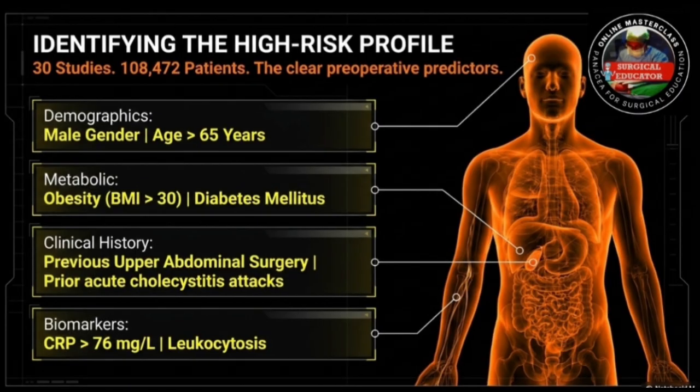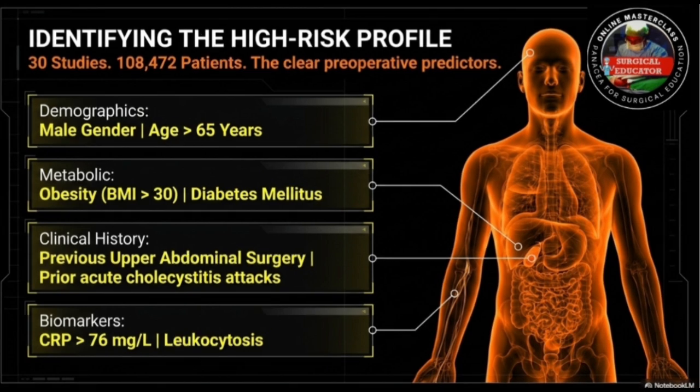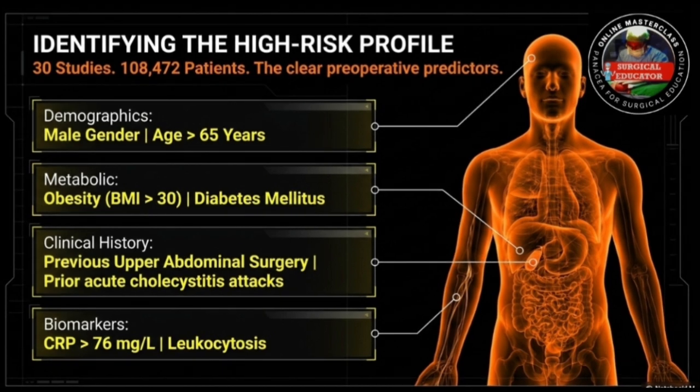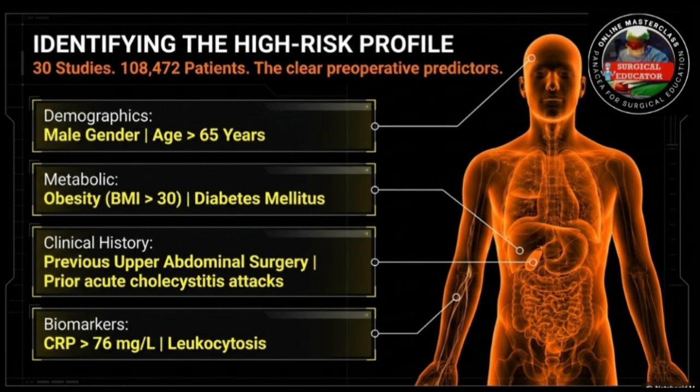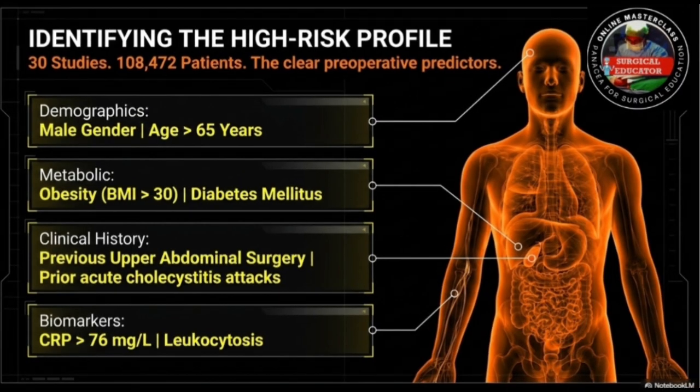And then, as we cross that 65-year threshold, tissues become more friable. Let's define friable for the mental movie we are building. Friable tissue is tissue that tears, crumbles, or bleeds easily upon manipulation. Imagine trying to sew a button onto a piece of wet tissue paper compared to a piece of denim. Oh, wow. That is a terrifying visual.